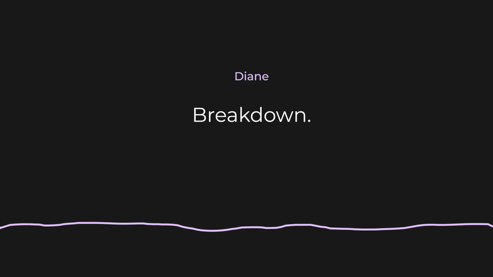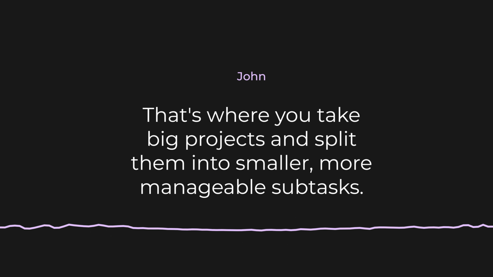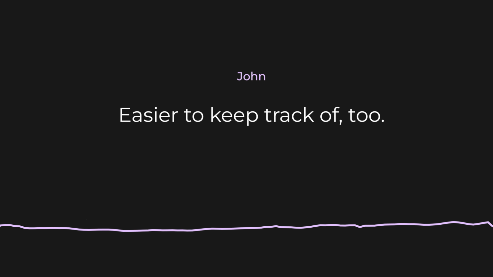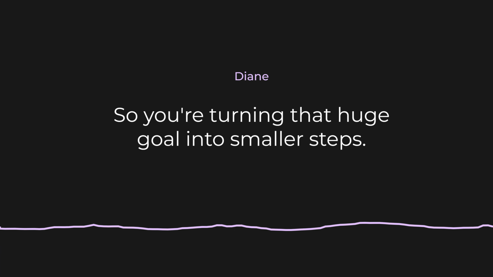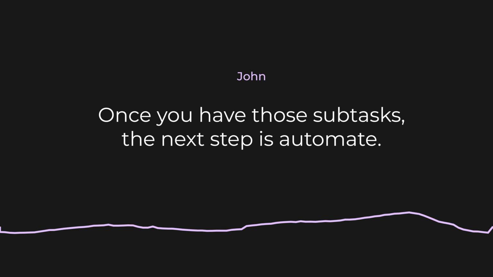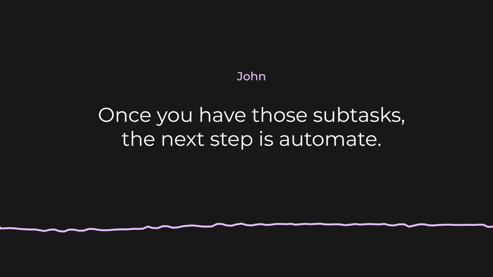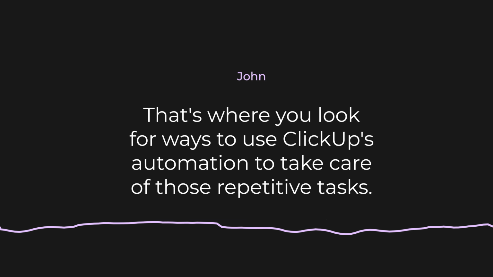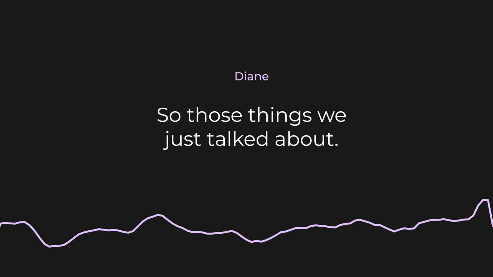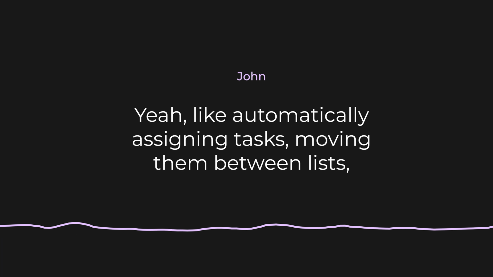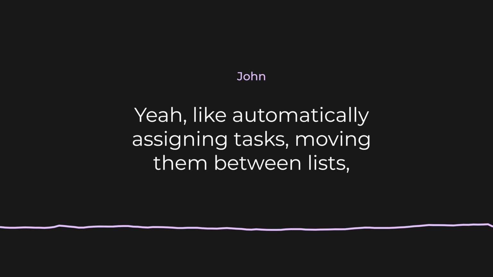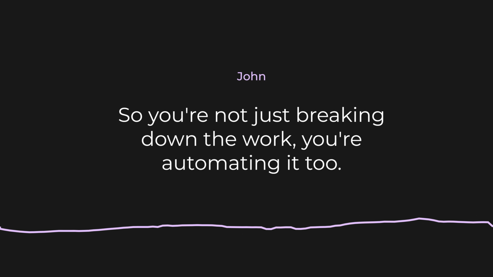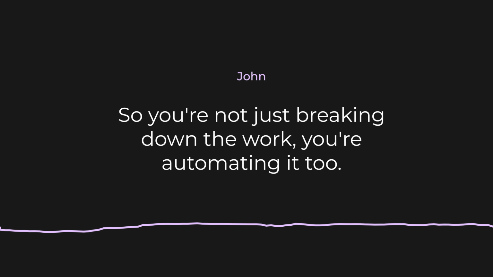That breakdown, that's where you take big projects and split them into smaller, more manageable subtasks. Make it less scary. Exactly. Easier to keep track of, too. So you're turning that huge goal into smaller steps. Right. Once you have those subtasks, the next step is automate. Automate. That's where you look for ways to use ClickUp's automation to take care of those repetitive tasks. So those things we just talked about. Yeah, like automatically assigning tasks, moving them between lists based on their status, even generating reports. So you're not just breaking down the work, you're automating it too.